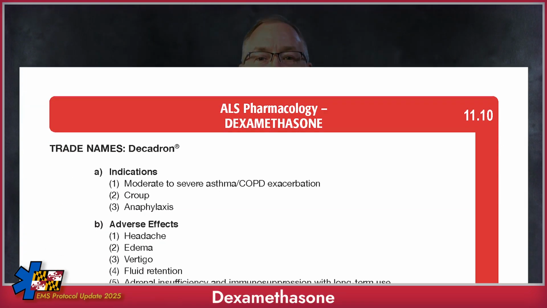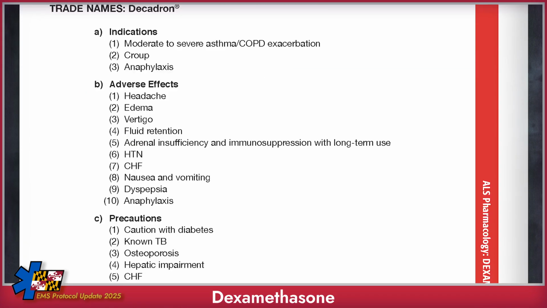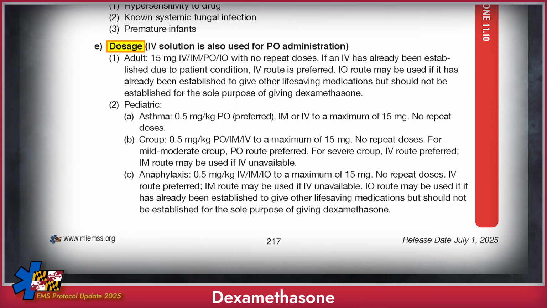Next, let's take a look at dexamethasone. You will recall that the indications for dexamethasone are moderate to severe asthma or COPD exacerbation, croup, and anaphylaxis. In the 2025 protocols, the maximum dose has been increased from 10 milligrams to 15 milligrams. This change reflects dosing recommendations in the medical literature. The preferred routes of administration, based on the specific indications, remain the same.